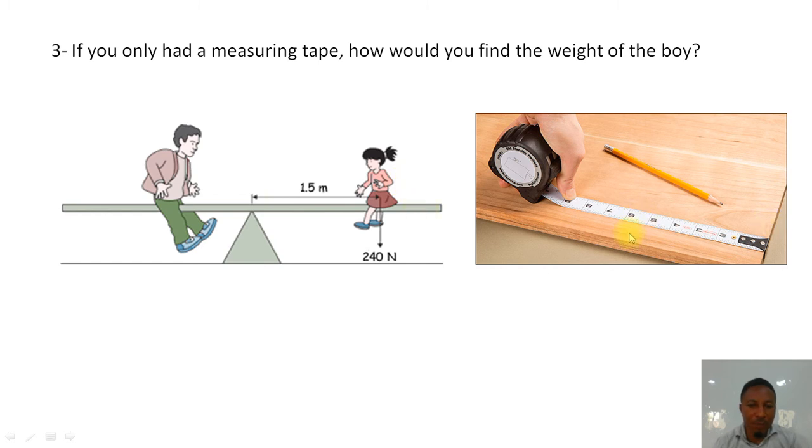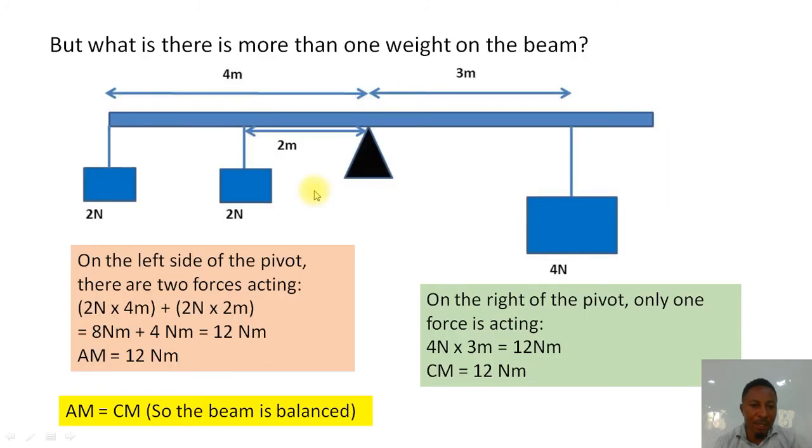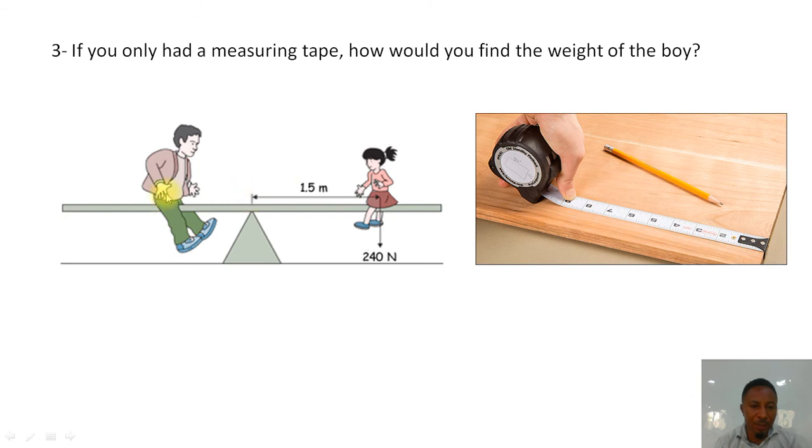Of course, we can get the weight of the boy by measuring the distance from the middle of the boy to the pivot here, or knife edge, or support, whatever you call it, and then apply the principle of moment to calculate the weight. From the principle of moment, the clockwise should be 240 times 1.5, and the anti-clockwise should be the distance from the middle of the boy to the pivot, times whatever the weight is. We don't know the weight, but we can actually measure the distance. So equate both and solve.